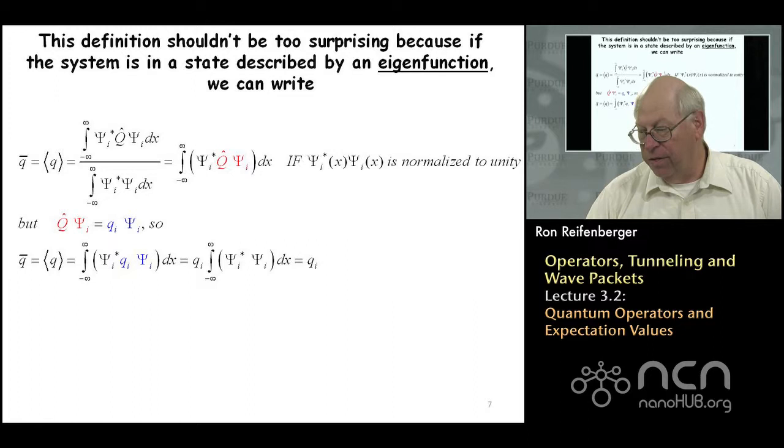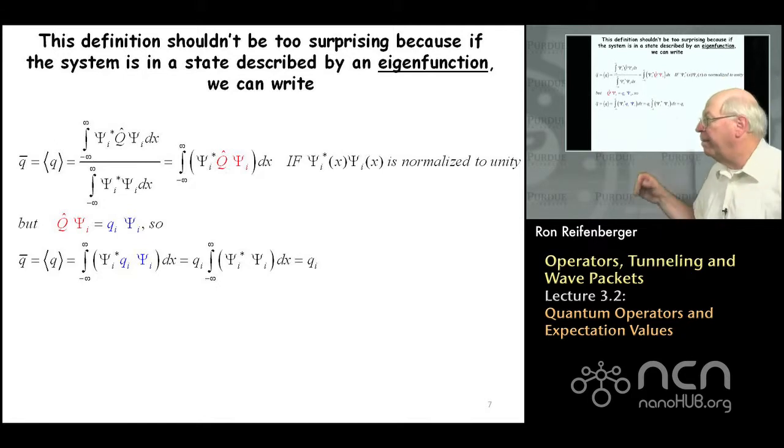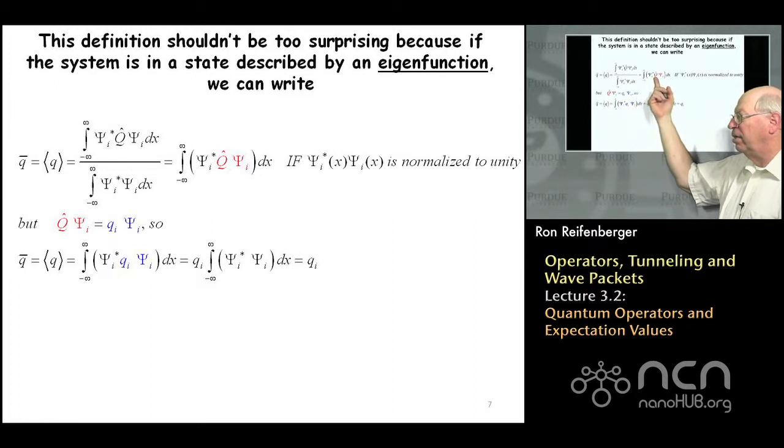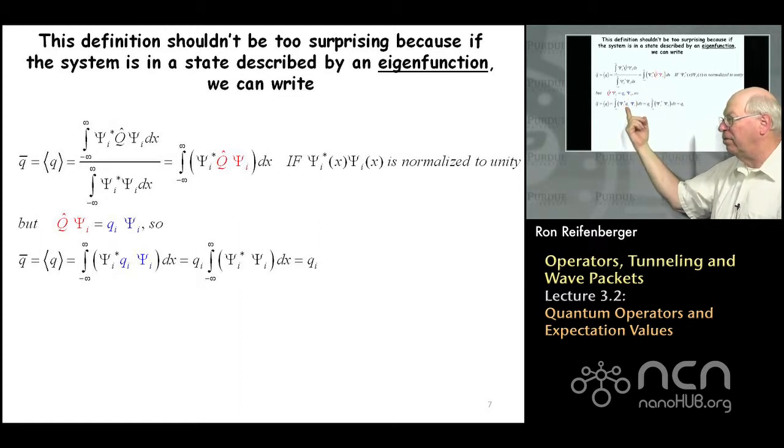so this definition shouldn't be too terribly surprising because if my wave functions are normalized, I can write the expectation value in this fashion without the denominator. The denominator is equal to unity, right? And this operator Q, operating on the wave function psi sub I, satisfies an eigenvalue problem, and it just gives back the eigenvalue Q sub I times the wave function back again. So I can substitute this equation into this equation, and I get this value, right?